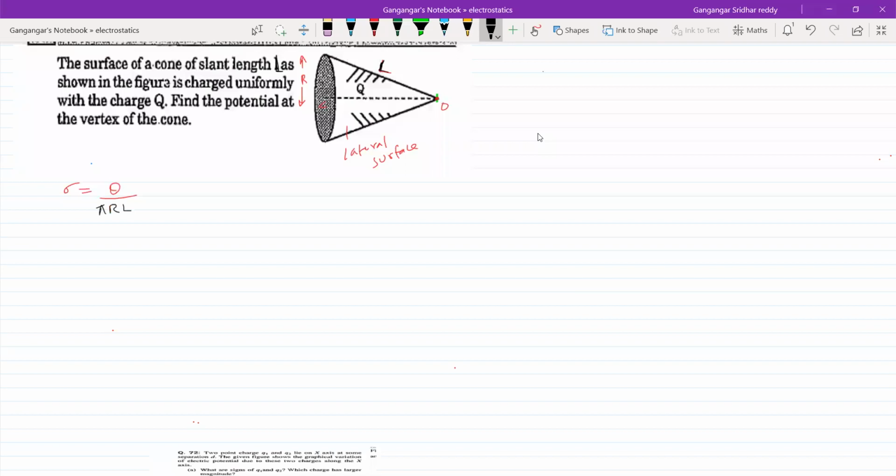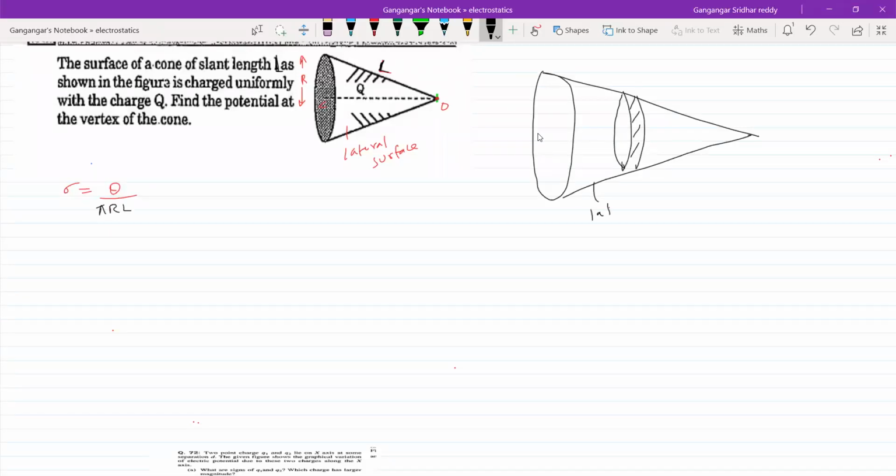So here I'll assume now the same diagram. Let me magnify it and I'll show it. So this is the cone. Here we are assuming that the charge will be distributed on the lateral surface only. Radius, let me take this as some alpha. This is capital R. This total slant length is L. This distance, let me take it small l. This is X. Let this be smaller.